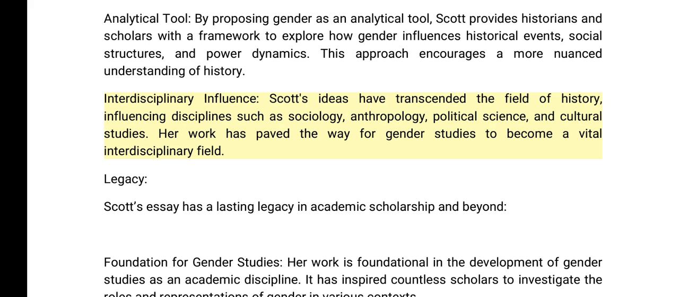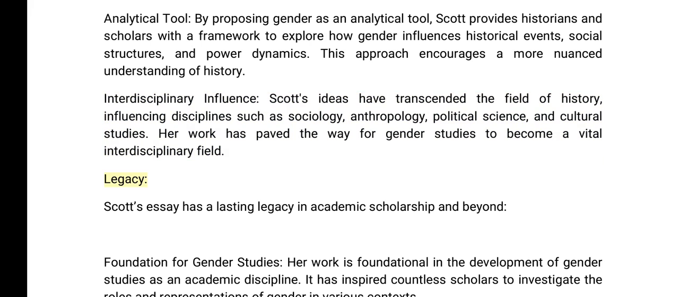Interdisciplinary influence. Scott's ideas have transcended the field of history, influencing disciplines such as sociology, anthropology, political science, and cultural studies. Her work has paved the way for gender studies to become a vital interdisciplinary field.